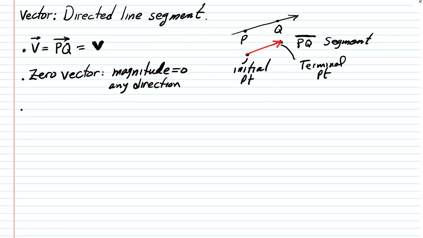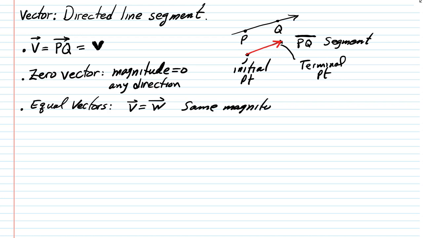Now I'm talking about equality of vectors. So what are equal vectors? Well, equal vectors are those that have the same magnitude and direction. So let's say I have vector V equal to vector W. These two vectors must have the same magnitude, let me write that, and the same direction. Both of those must be in place, both very important.